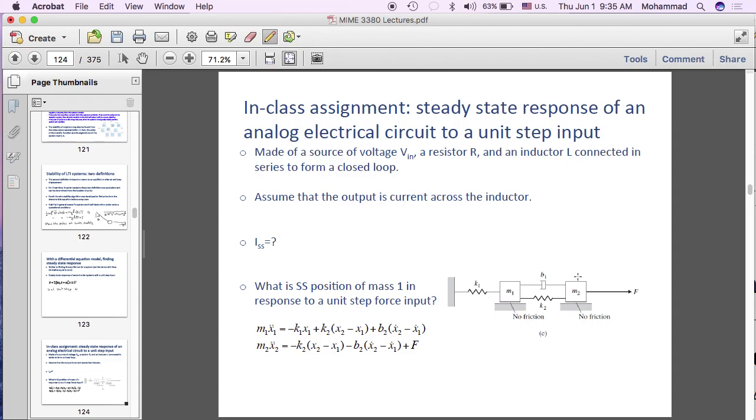If you remember, for a system that has a source of voltage, a resistor, and an inductor connected in series, we found the equation. Do you guys remember the equation that we found for a system with a source of voltage, a resistor, and an inductor? If I remember it correctly, the equation was L Q double dot plus... now let's do it from scratch so we don't have to guess. Let me add a slide so we can look at it together.